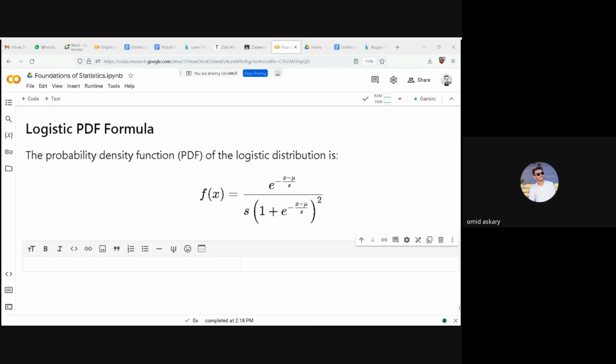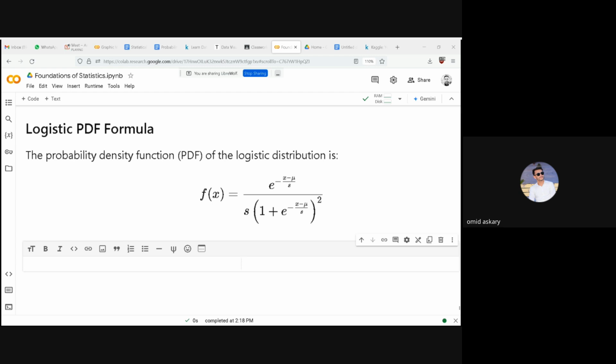What is x? X is the random variable here. Mu is the mean, the location parameter, which centers the distribution. S is the scale parameter, which controls the spread of the distribution, how the distribution is spread. And e, Euler's number, is the base of the natural logarithm, which is about 2.7, and that's it.